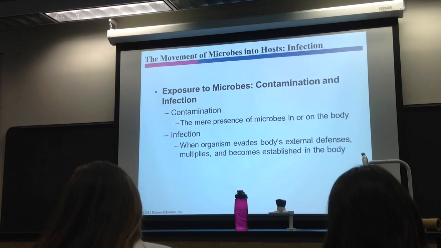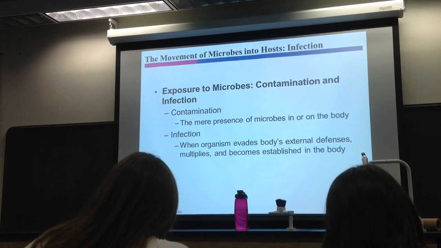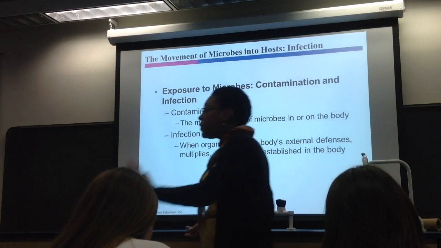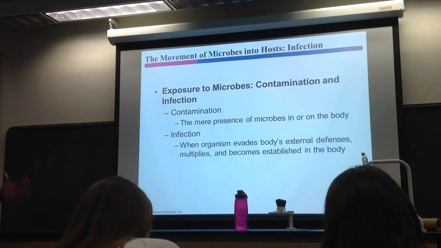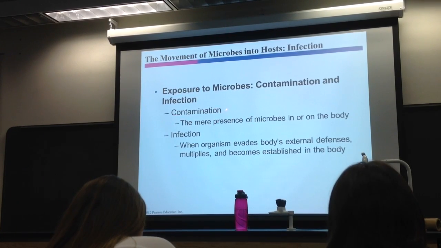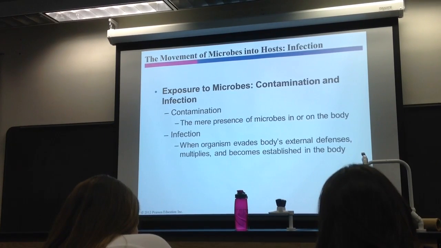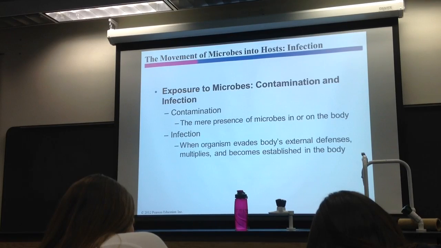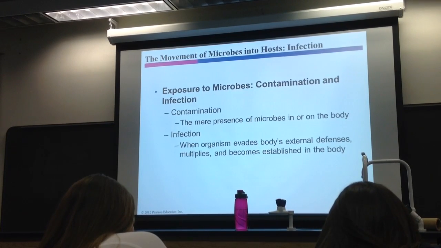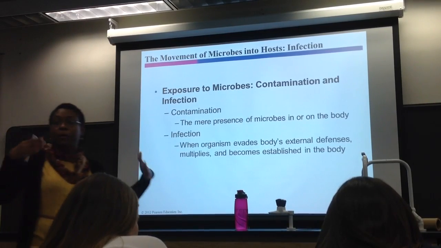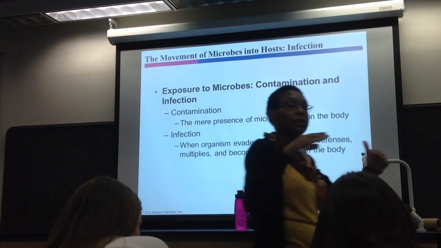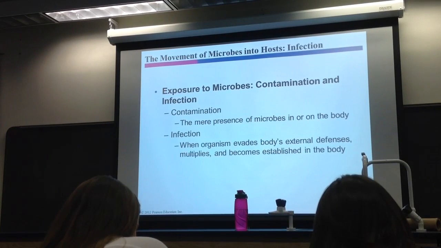Now, let's talk about the actual exposure to microbes. We have to define contamination versus infection. These are two different terms. Please understand what they mean. Now, what does contamination mean? Contamination means the microbe is simply on you or in you. That's it. If you're contaminated with E. coli, it's on you or in you somewhere it's not supposed to be. It's just the presence of the microbe on your body. That is contamination. That's not enough to make you sick because you can get rid of it, or your body gets rid of it.